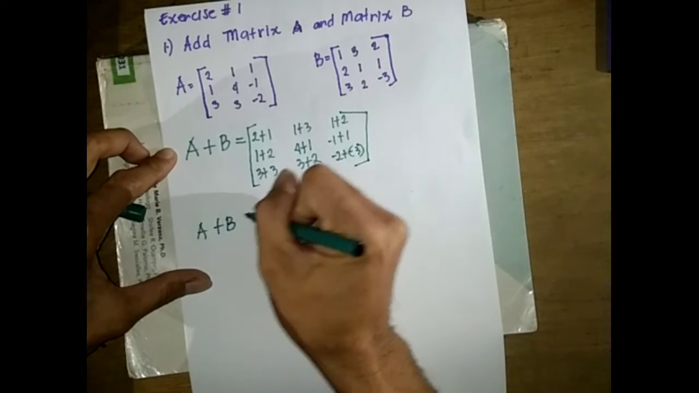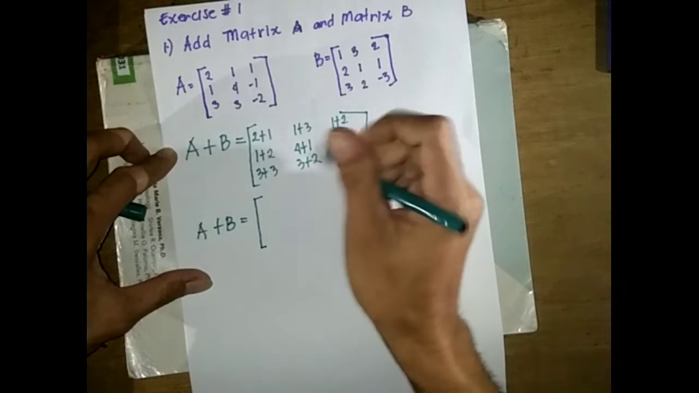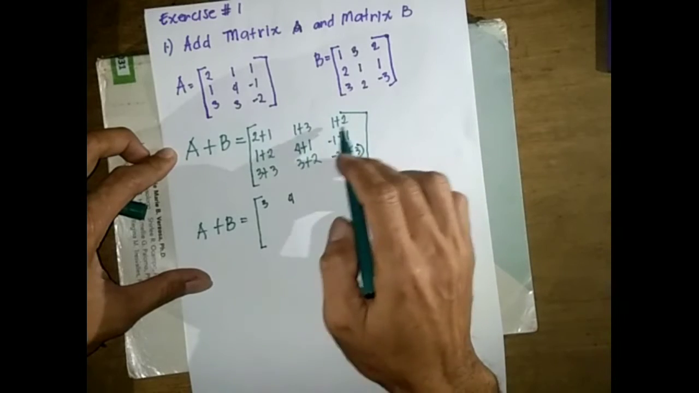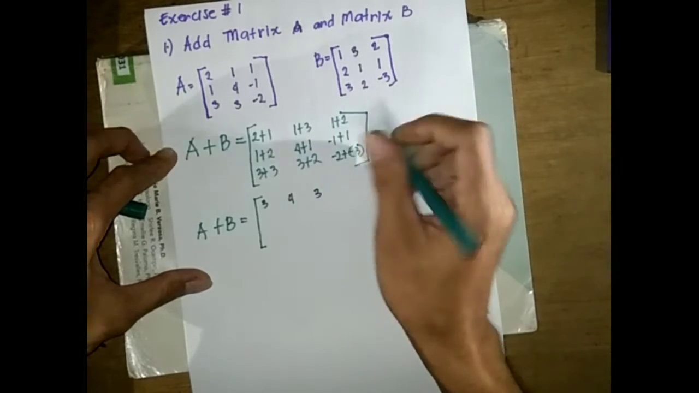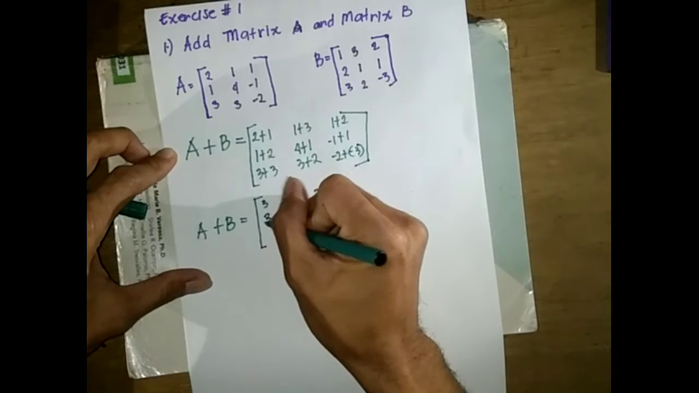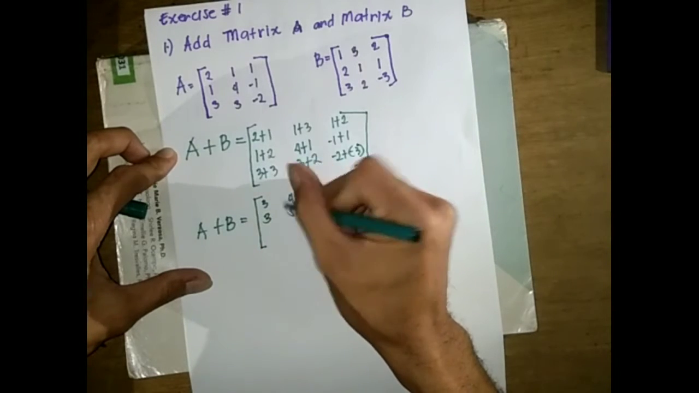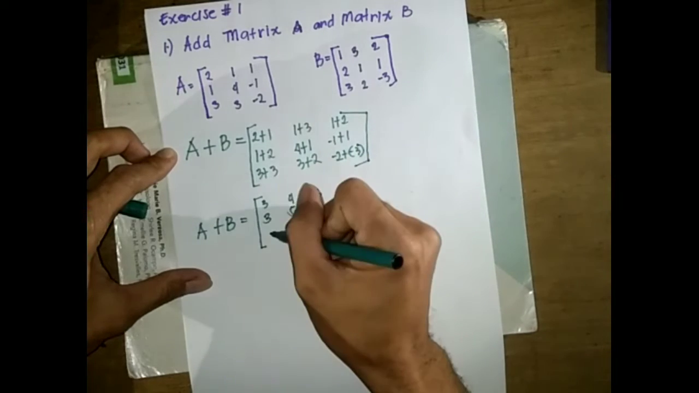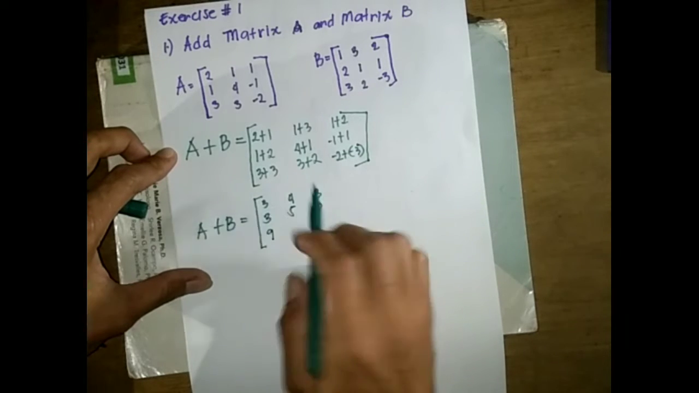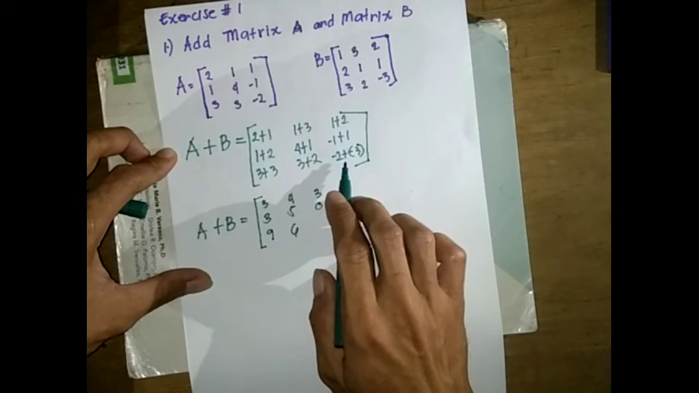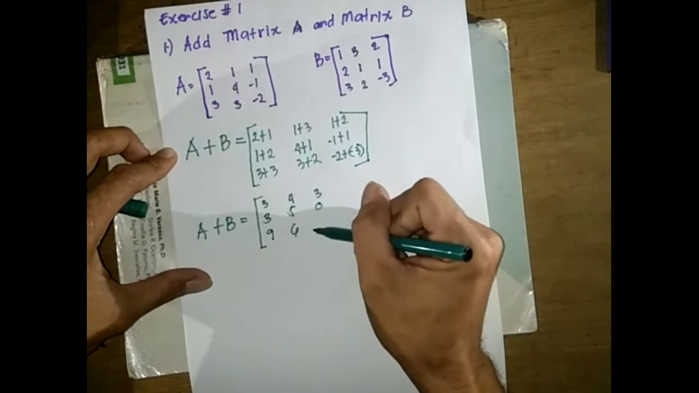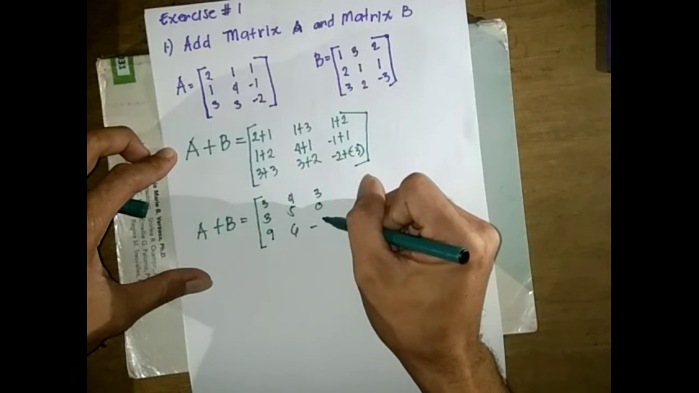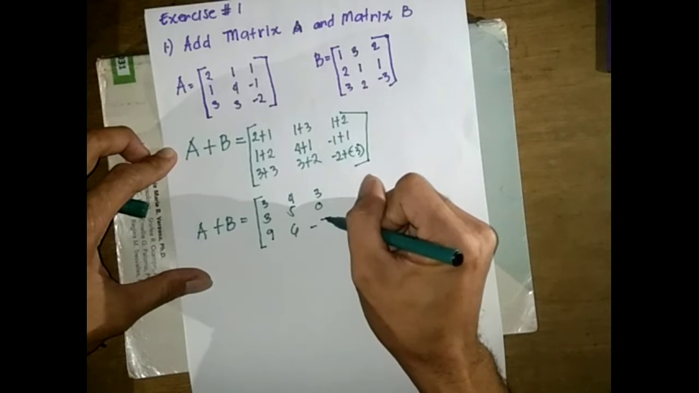copy A plus B equal sign, 2 plus 1 is equal to 3, 1 plus 3 is equal to 4, 1 plus 2 is equal to 3, 1 plus 2 is equal to 3, 4 plus 1 is equal to 5, negative 1 plus 1 is equal to 0, 3 plus 3 is equal to 6, 3 plus 2 is equal to 5, negative 2 plus negative 3 is equal to negative 5. Yes, negative 5 rather.